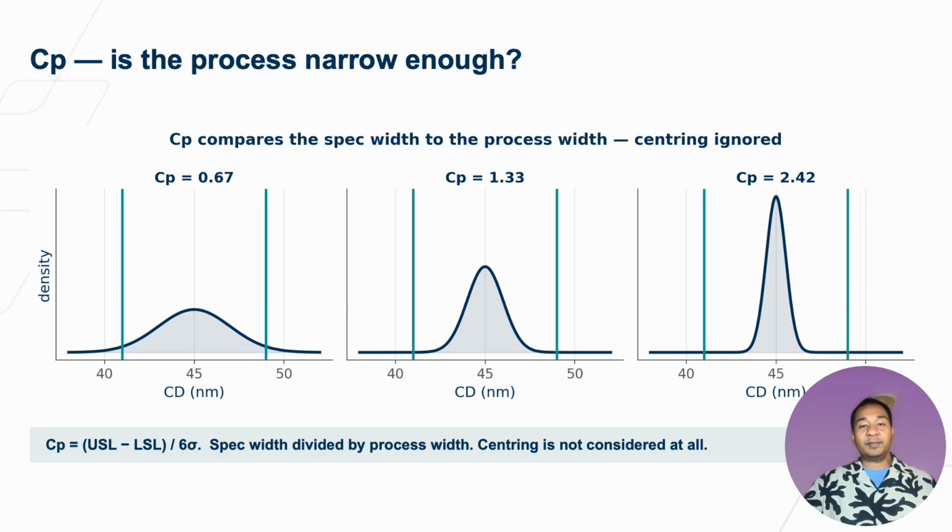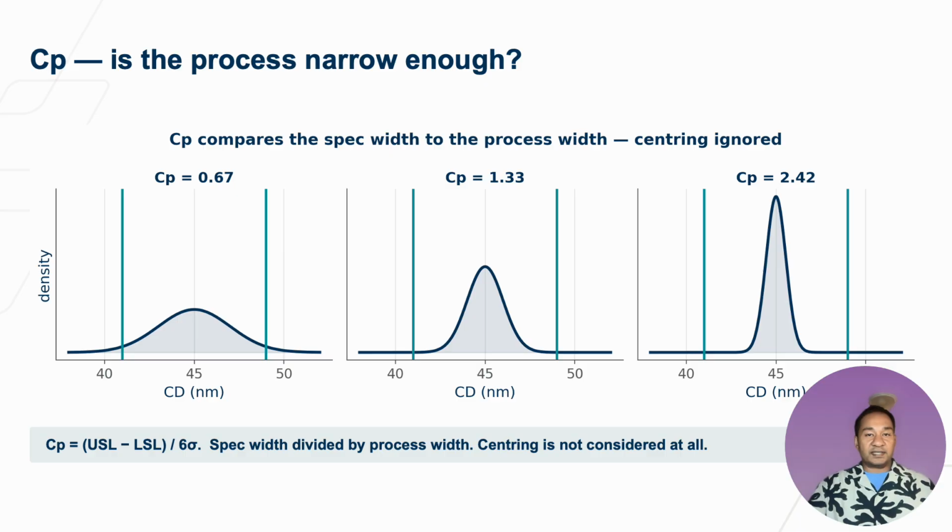Cp, the simplest capability index. Specification width divided by the process width. USL minus LSL over 6 sigma. 6 sigma because it is the width that contains 99.7% of a normal distribution, the empirical rule from last week, used as a definition of how wide the process is.